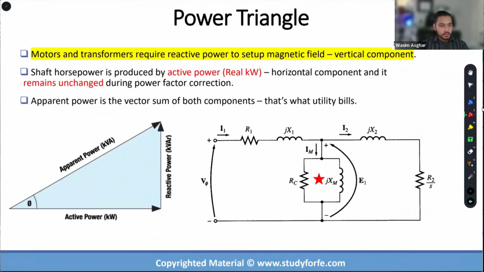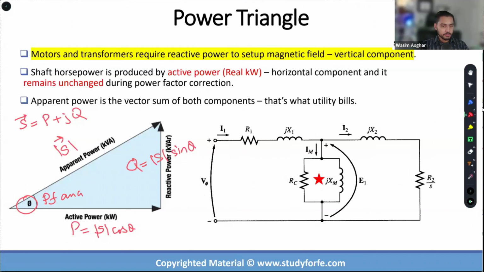So the power triangle, as I was explaining, this is the apparent power, which is the magnitude of our complex power, and complex power is equal to the real portion plus the imaginary portion. This is the real power, and it is equal to S times cosine theta. And this is your Q, which is equal to S times sine theta, where this theta is our power factor angle. Okay.